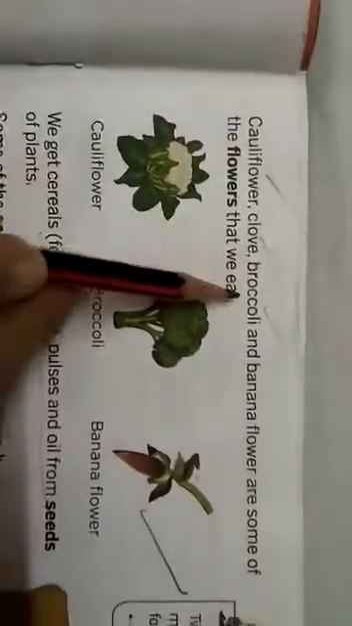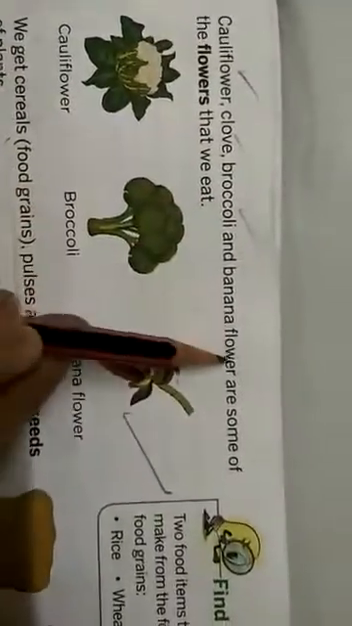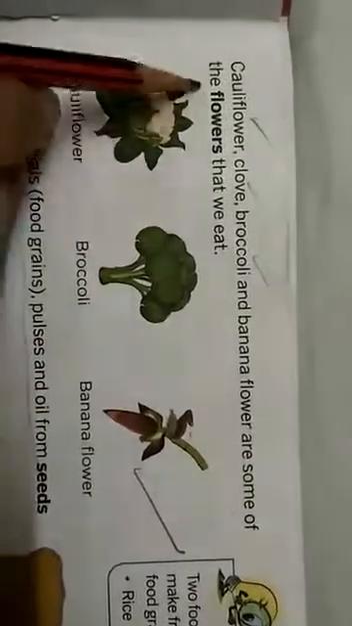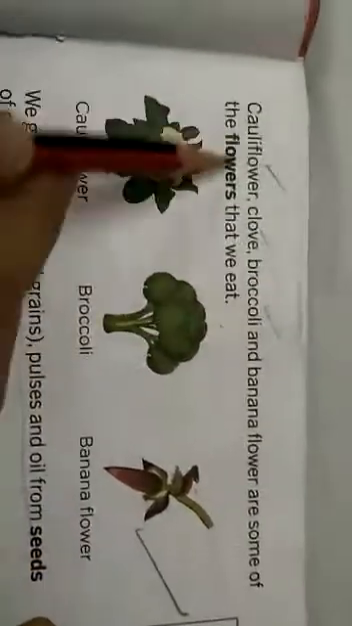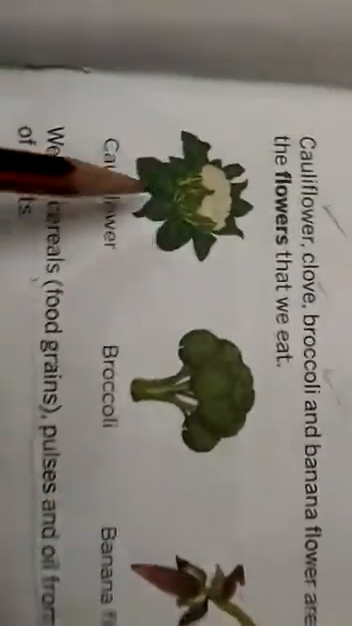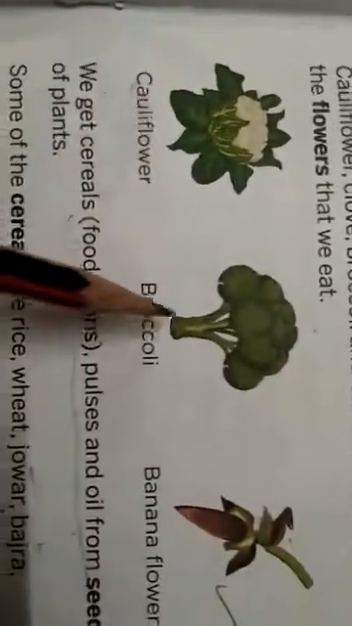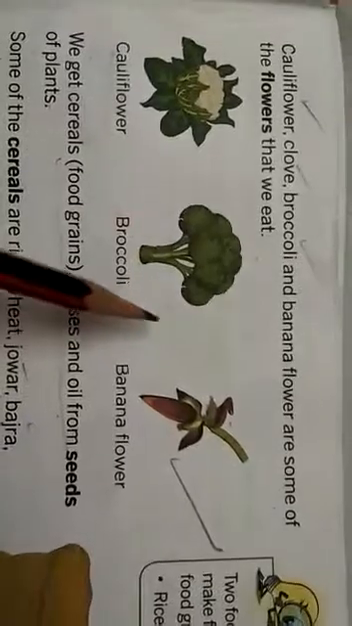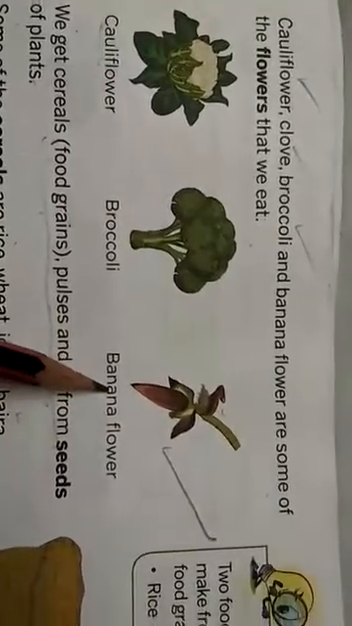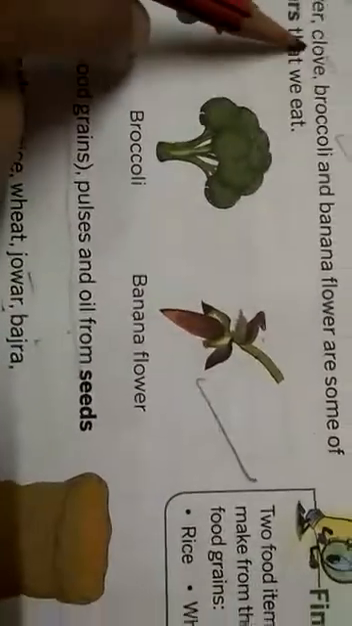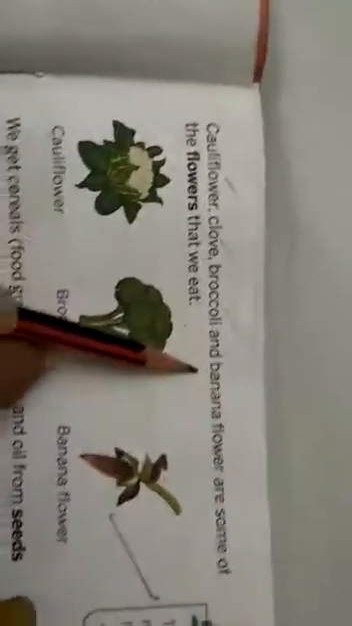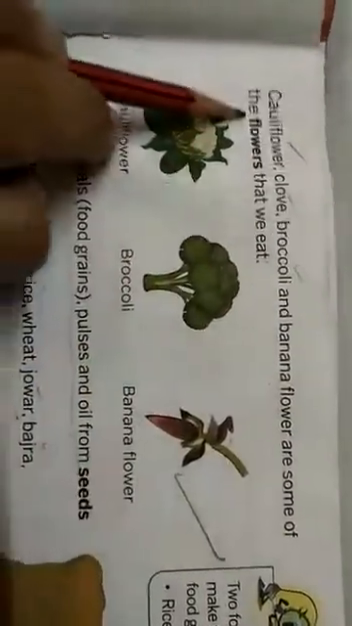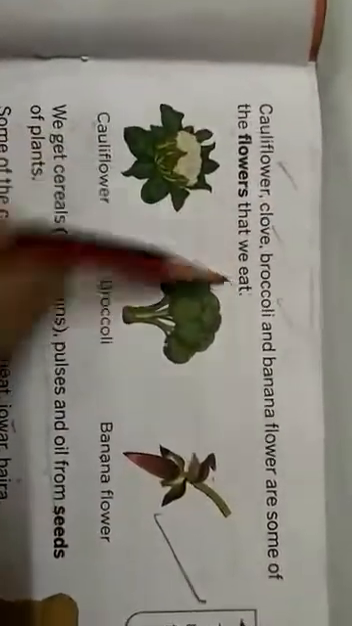Cauliflower, clove, broccoli, and banana flowers are some of the flowers that we eat. Now, what is cauliflower? This is cauliflower. Band gobi. Broccoli, yes, this is broccoli. And banana flower. This is a banana flower. Cauliflower, broccoli, and banana flower are some of the flowers that we eat.